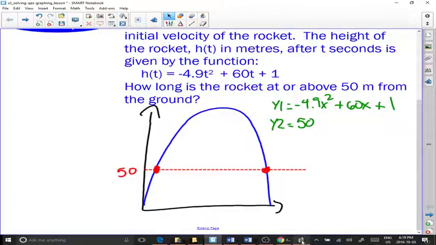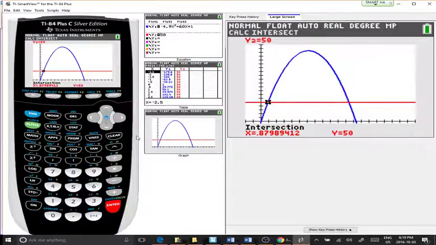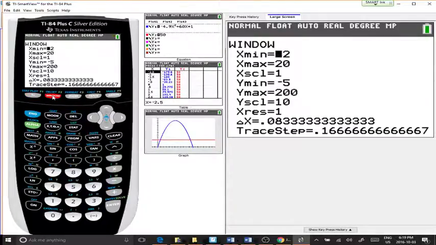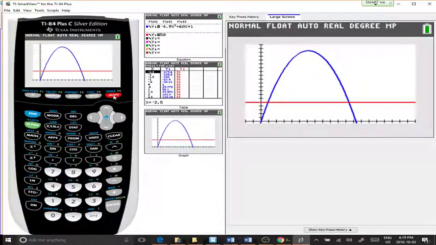So I'm going to go to graphing calculator. I've already typed in those equations here. I've already come up with a window. So if we look at the graph, this is what we see.